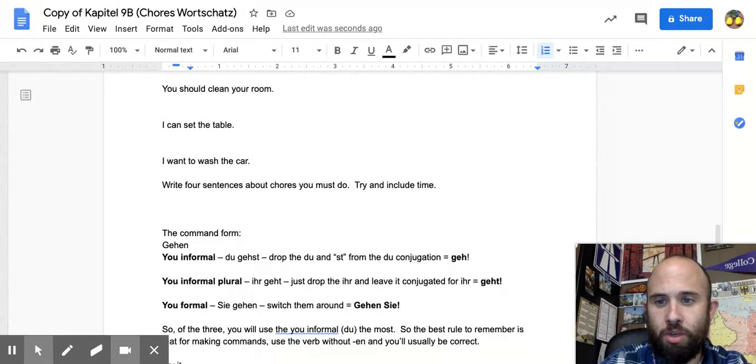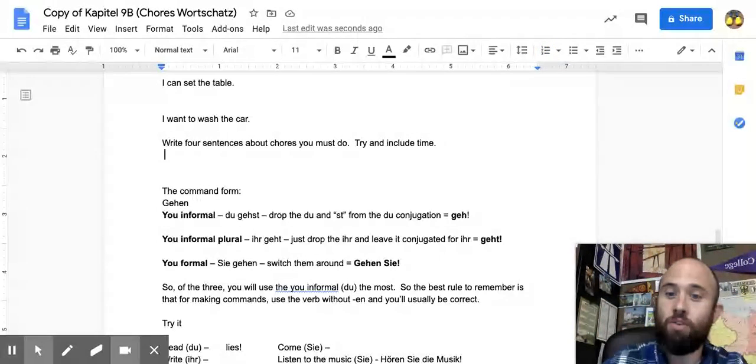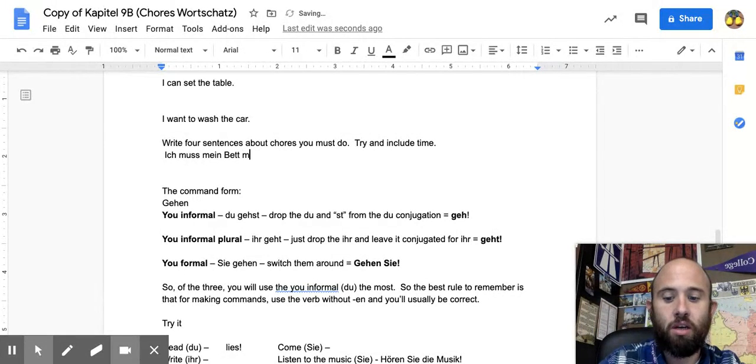We went through some examples. I'd maybe want to ask if you are feeling comfortable about saying things that you have to do, like ich muss mein Bett machen. Ich muss das Geschirr spülen. Ich muss mein Zimmer aufräumen.